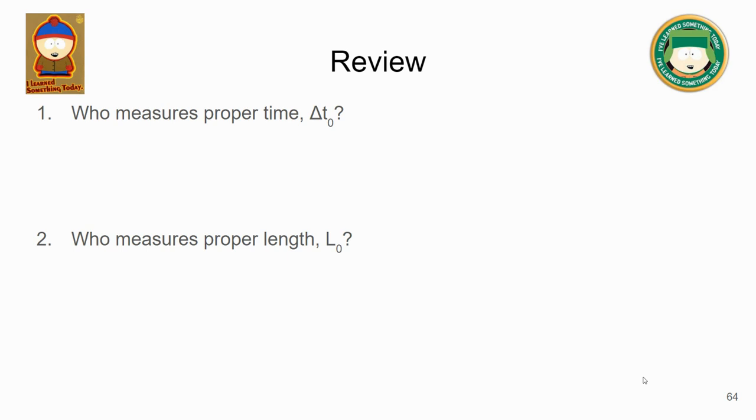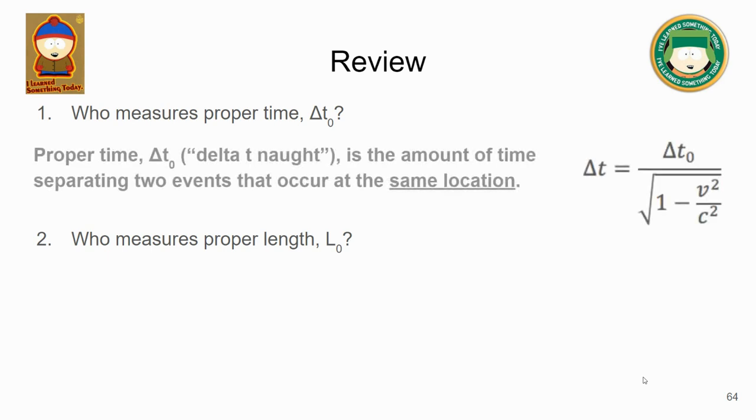So quick review. Who measures proper time, delta T naught? Not in the problems we were discussing, but just in general. The person who measures proper time is the one who is present at both locations. So proper time, delta T naught, is the amount of time separating two events that occur at the same location. So in order to measure proper time, you need to be there at both locations. And there's your time dilation formula.